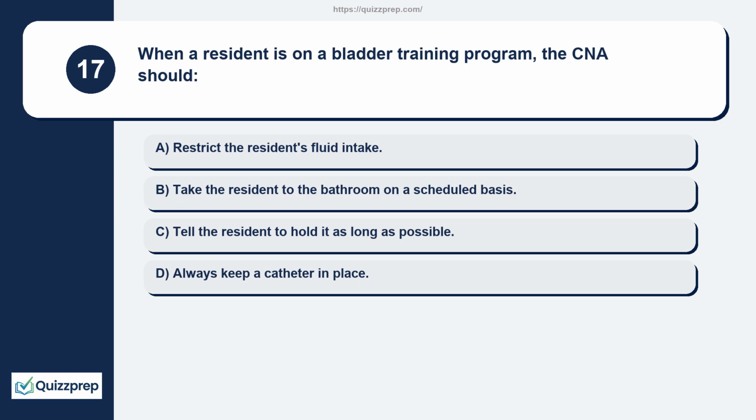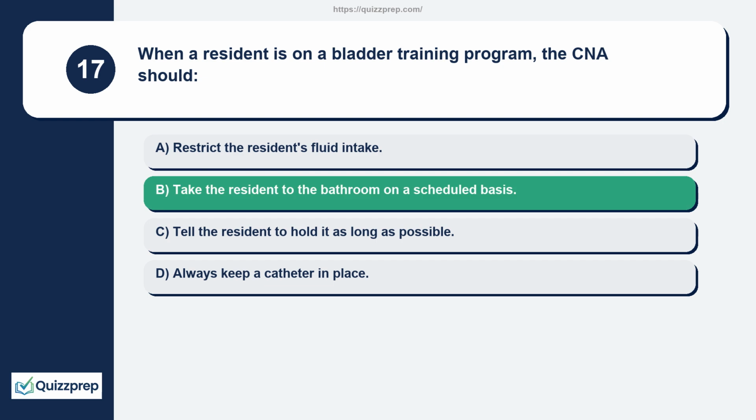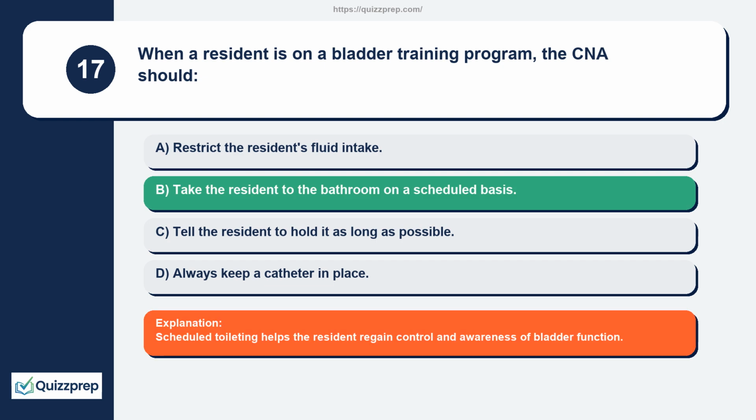Question 17. When a resident is on a bladder training program, the CNA should restrict the resident's fluid intake, take the resident to the bathroom on a scheduled basis, tell the resident to hold it as long as possible, always keep a catheter in place. Scheduled toileting helps the resident regain control and awareness of bladder function.